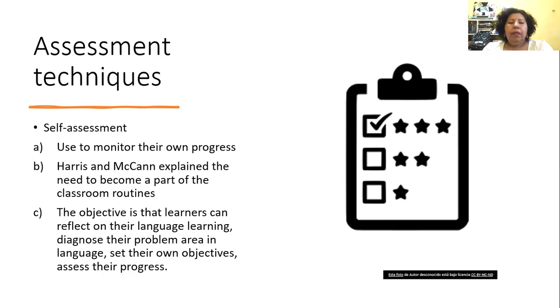Okay? Then the objective is that learners can reflect on their language learning, diagnose their problem areas in language, set their own objectives, and assess their progress. And it can be only like that, a checklist about the things I learned or I haven't learned, or I am on my way, or I have some difficult parts to understand or to do, okay?